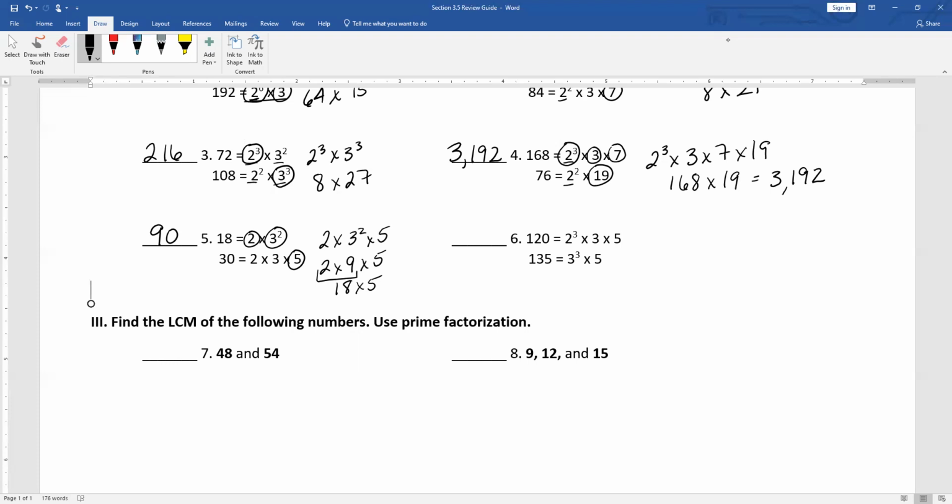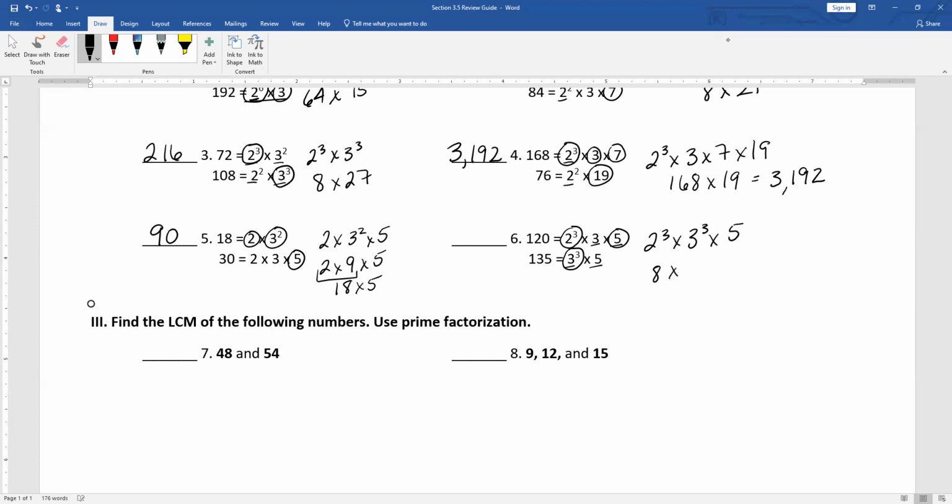Okay, so for number 6, again, we have 2 pretty big numbers, 120 and 135. Now, 120 has the 2 cubed, so we have to take that one. They both have a 3, but 135 has 3 cubed, so we have to take that one. And they both have a 5, so either one will do. We just need one. So 2 cubed times 3 cubed times 5.